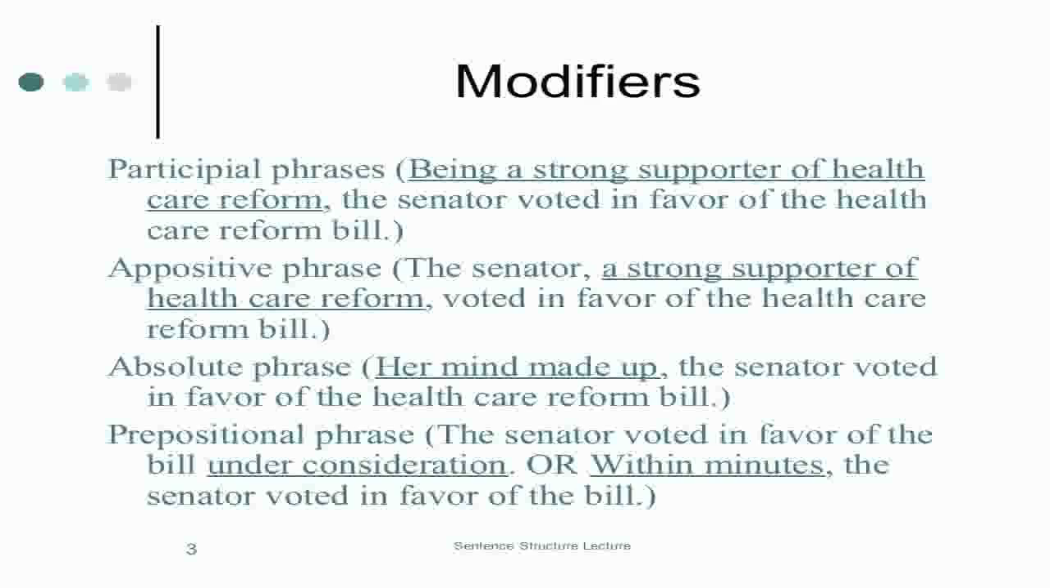So you can use a prepositional phrase to subordinate ideas as well. For example, the senator voted in favor of the health care bill under consideration. Or, within minutes, the senator decided to vote in favor of the health care bill.